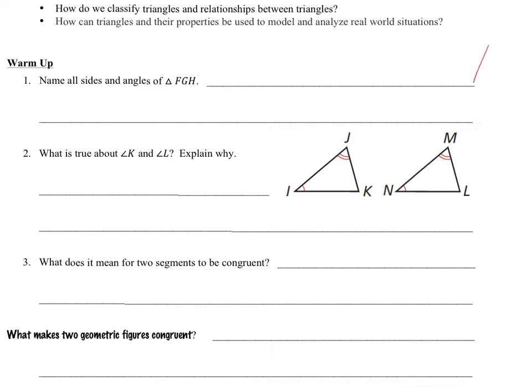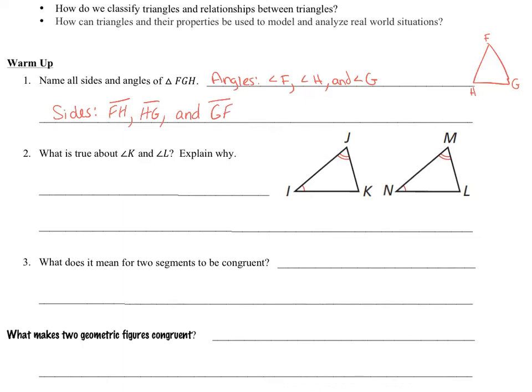It might help to actually just draw a triangle with the vertices FGH. And now I can see all the angles would be angle F, angle H, and angle G. And all my sides are segments, so I'll say segment FH, segment HG, and segment GF.